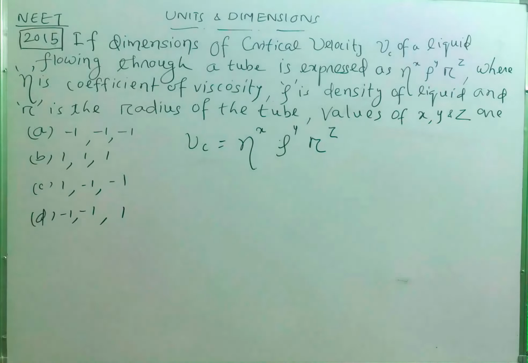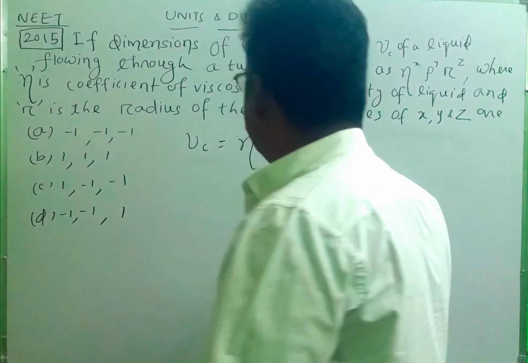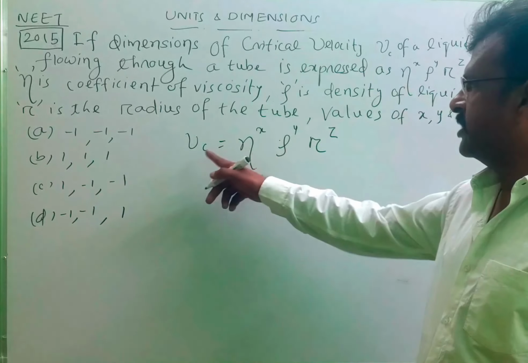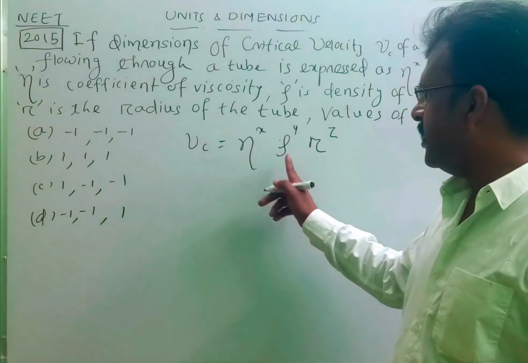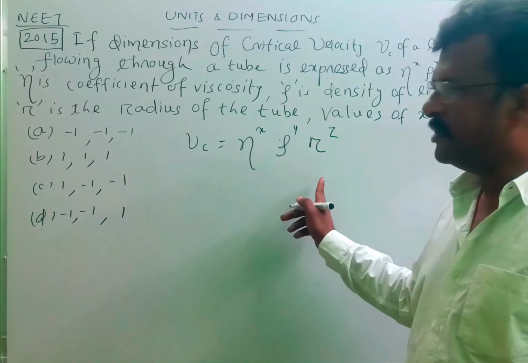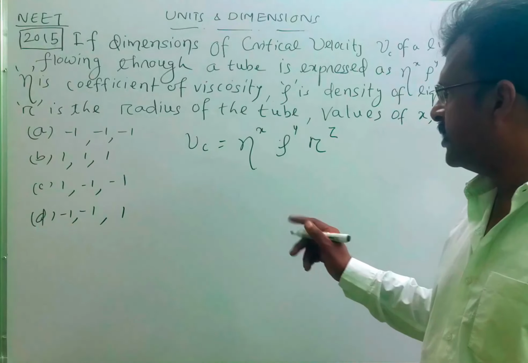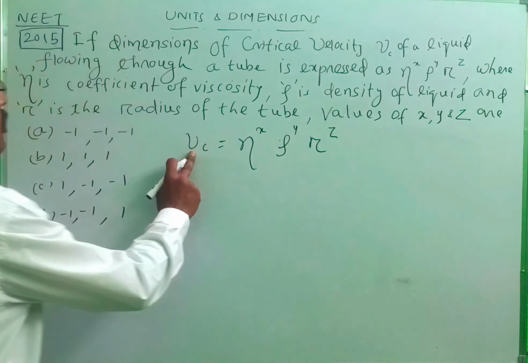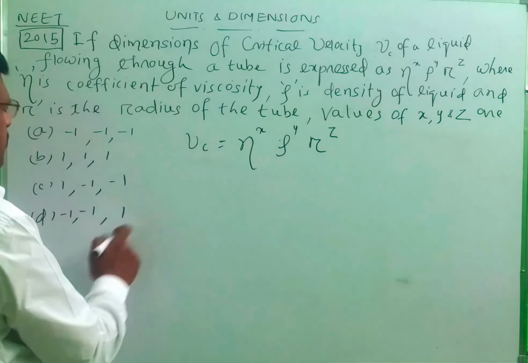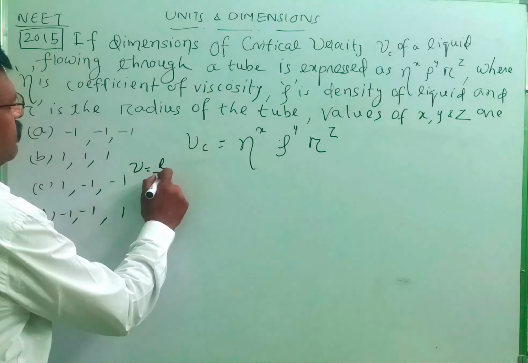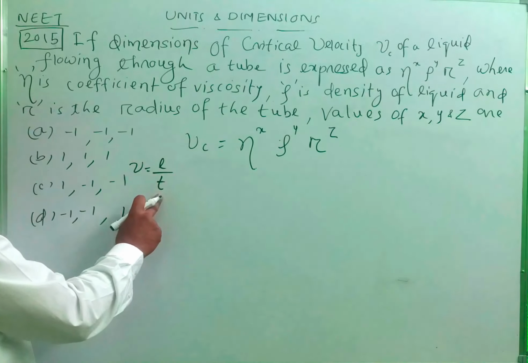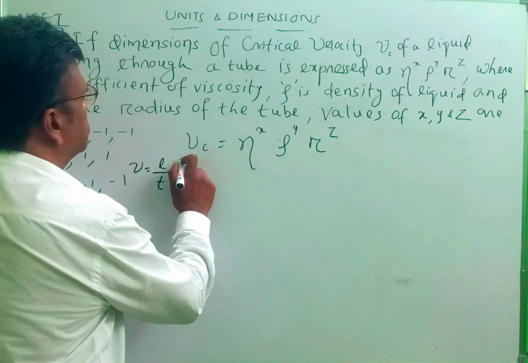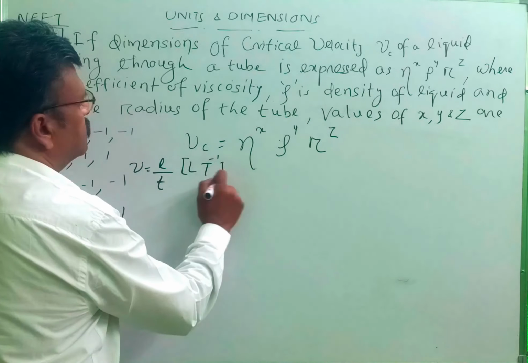Okay, students, Vc is given as eta to the power x, rho to the power y, and r to the power z. And this question is asked from dimensional analysis. We have to find out the dimensions of the left hand side, that of the right hand side, and compare both of them to get the values of x, y, and z. Okay, students, what is the dimension of critical velocity? This is a velocity, and we know velocity is equal to length by time, the distance traveled or displacement per unit time. So students, this is LT to the power minus 1.